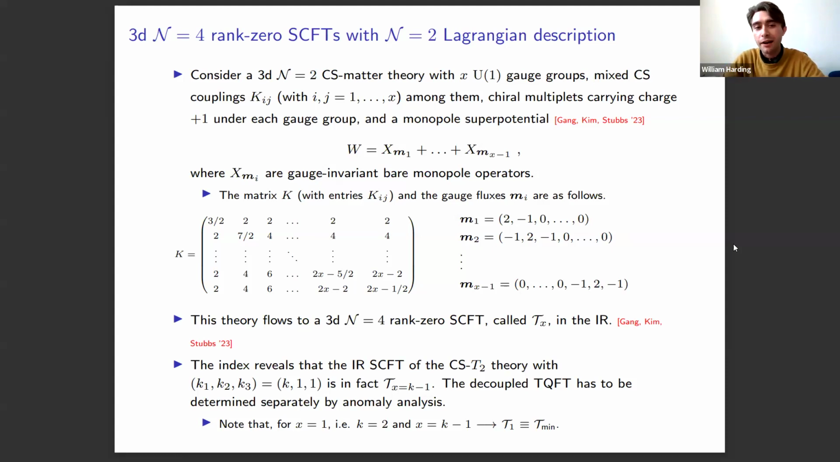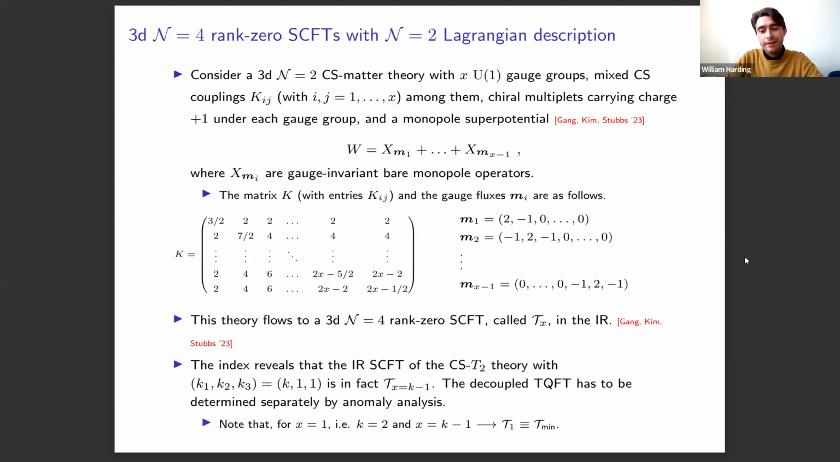So let us consider a 3D N equal to 2 Chern-Simons matter theory with U1 gauge groups and mixed Chern-Simons couplings K_ij among them, where K_ij are the entries of this K matrix, which I wrote down here. Then we also have chiral multiplets carrying charge +1 under each gauge group. And then we also have a monopole superpotential with gauge invariant bare monopoles labeled by these fluxes, which I wrote down.